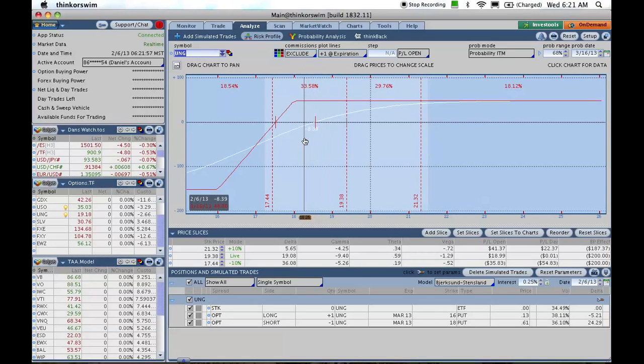So here, if price falls down to 18.20, we're going to take a little bit of a loss on that trade if it happens today. Right now we have an open profit of around $18 or $19, say.